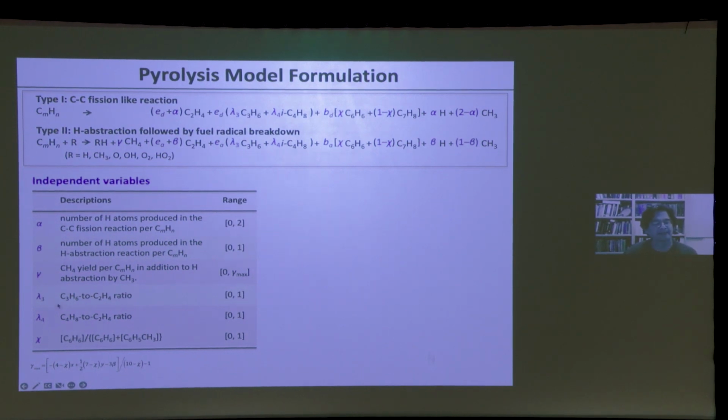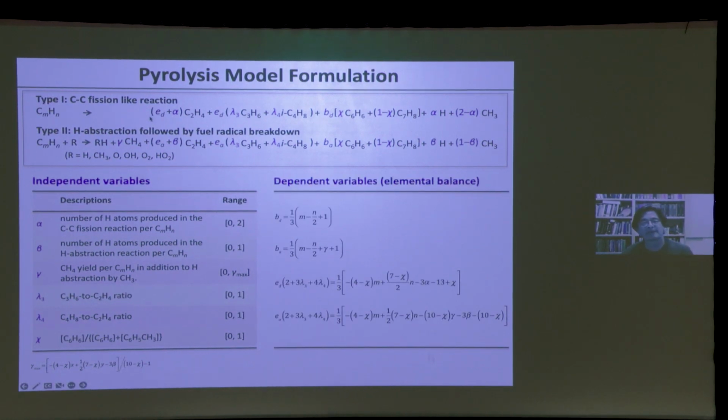Lambda 3, lambda 4, those lambda parameters are the ratio of higher alkenes, propene and butene. This butene can be 1-butene, can be 2-butene, can be isobutene, and you can expand to it. The ratio to ethylene. Ethylene is always one of the dominant products. Chi is the ratio of benzene to benzene plus toluene, and their ranges are bound, so you can only choose values between the bounds given.